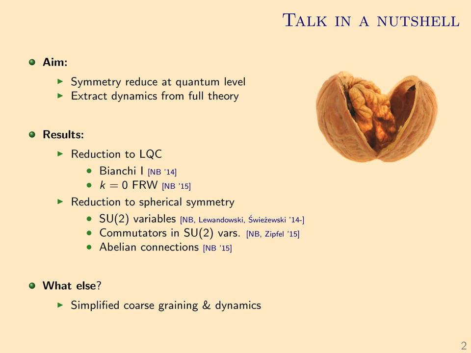Then you can also reduce to spherical symmetry. This has originally been done in a certain type of SU2 variables that we will talk about later. These variables would be very close to the Ashtekar-Barbero variables that we use in the full theory. However, just very close, they are not exactly the same. Since they are SU2 variables, in particular non-abelian, the gauge group is non-abelian, things will be more complicated there, and extracting the dynamics there works only partially. And in a paper from last week, we have made some progress in extracting some commutator relations, at least at a qualitative level with Antonia Zipfel.